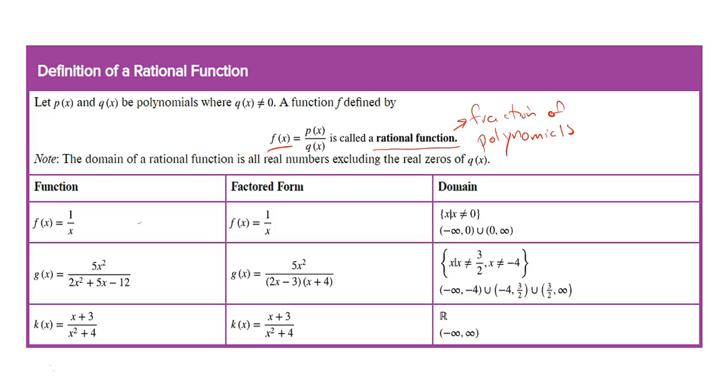So here we have some rational functions, and then their factored forms, and then their domains. Right? Notice that this does not exist when x equals 0. This wouldn't exist with these values of x. And this domain is all real numbers or minus infinity to infinity.